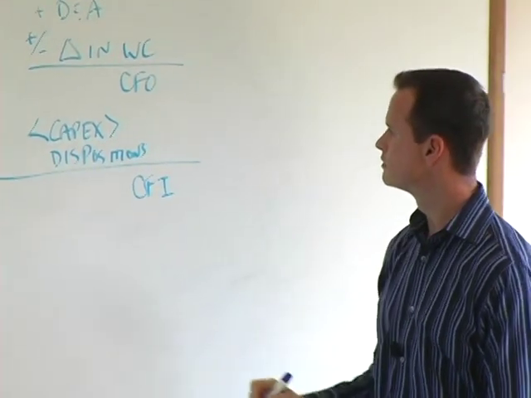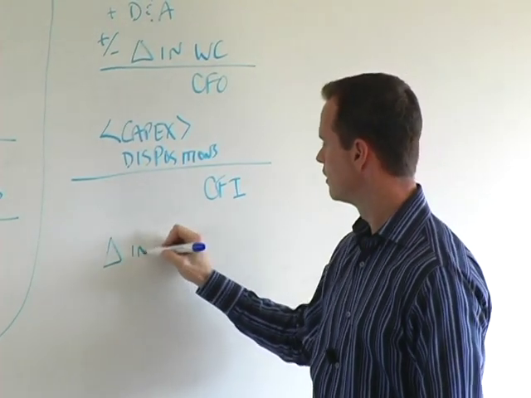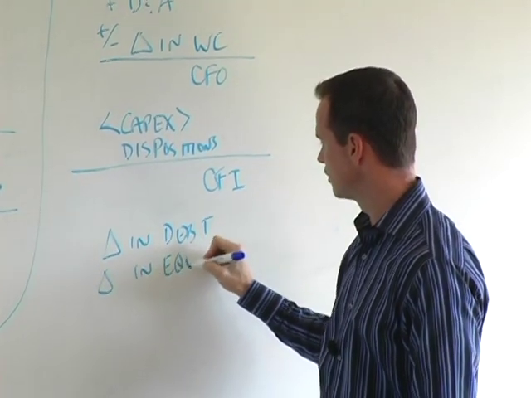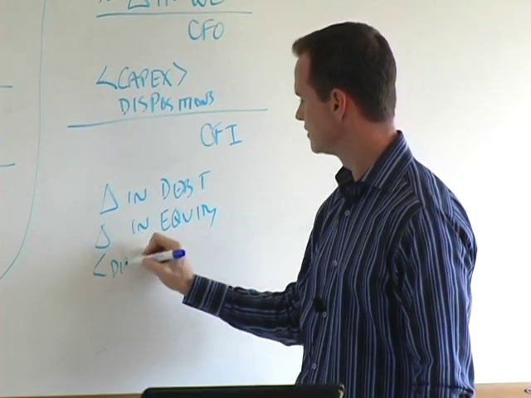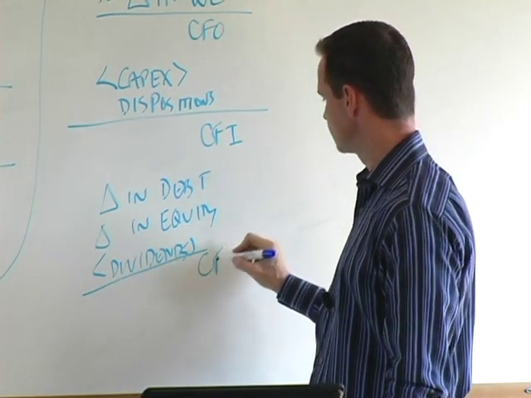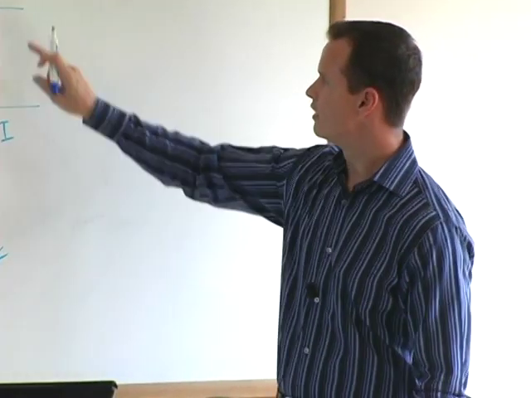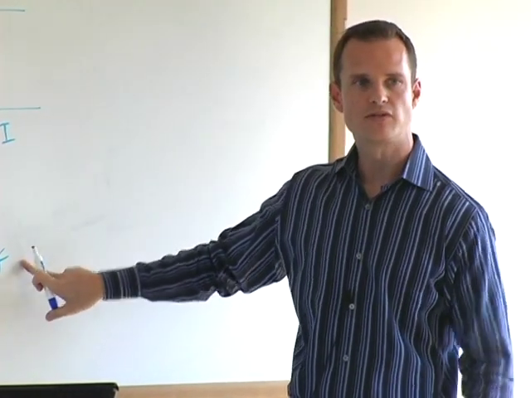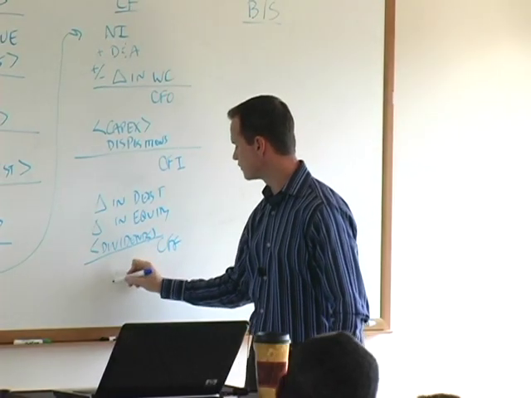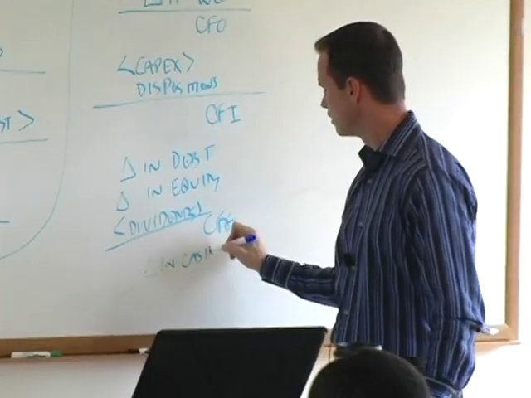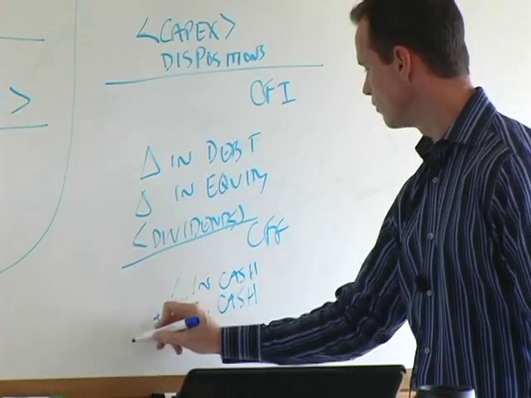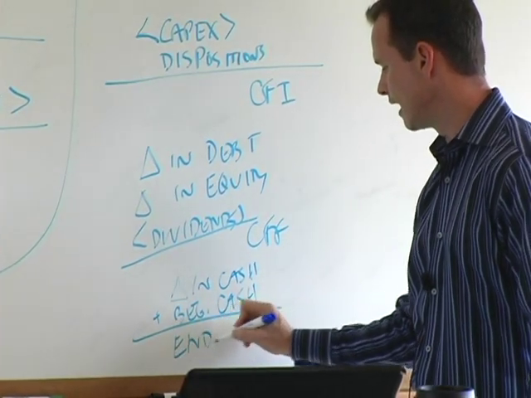Cash from investing. And then our financing section will be changes in our debt accounts, changes in our equity accounts, less dividends, cash from financing. And if we add these three together, we get our change in cash for the year. If we add that to beginning cash, we get our ending cash.